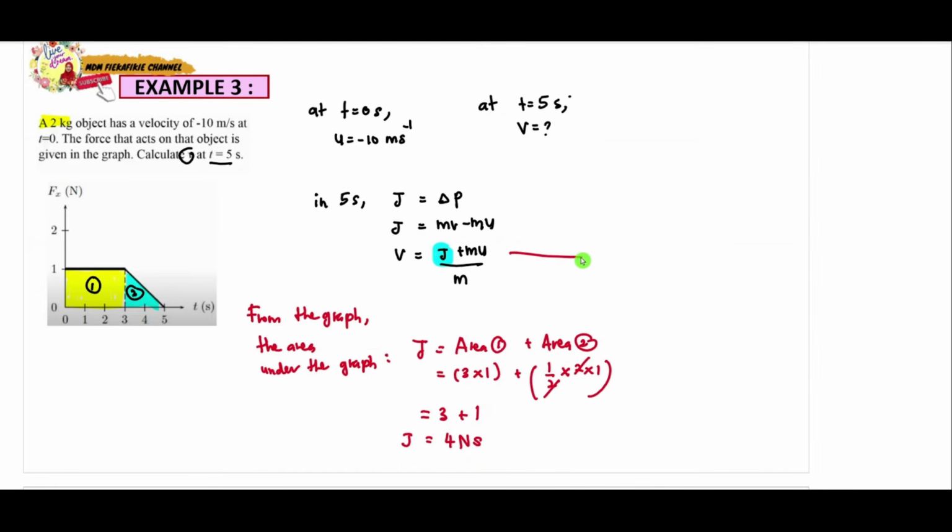Okay, so now we can substitute in this equation where V is equal to (J, 4, plus the mass, which is given 2, initial velocity is given negative 10) over the mass equal to 2. Therefore, V is equal to negative 8 meter per second. Okay, so kita dapat jawapan untuk soalan nombor 3.